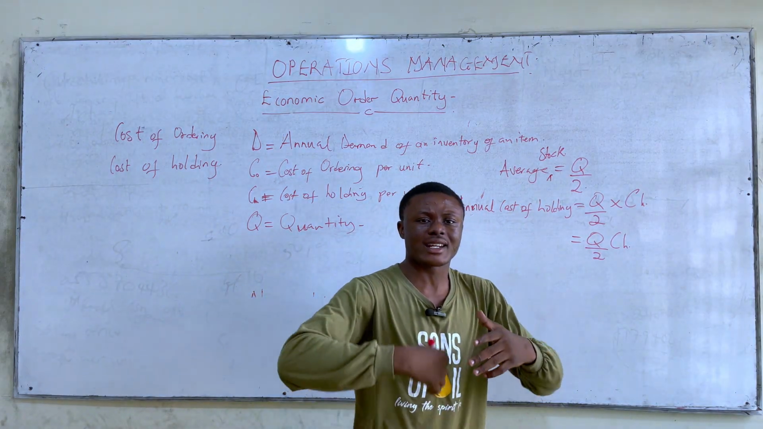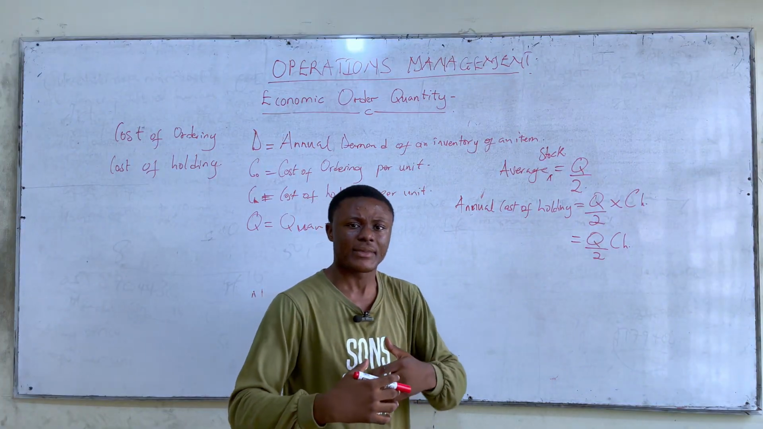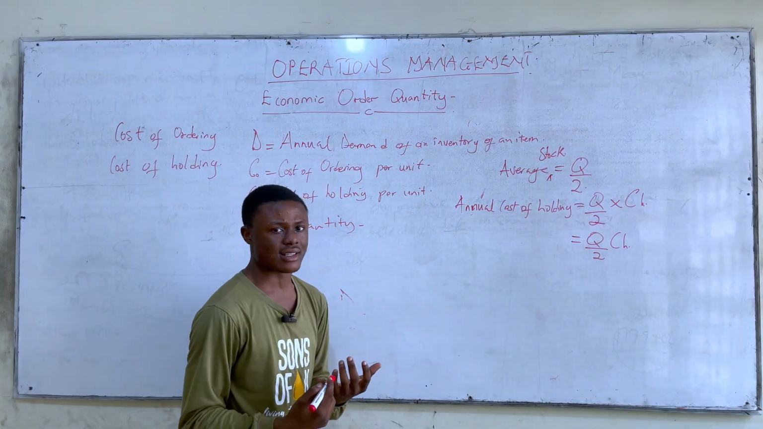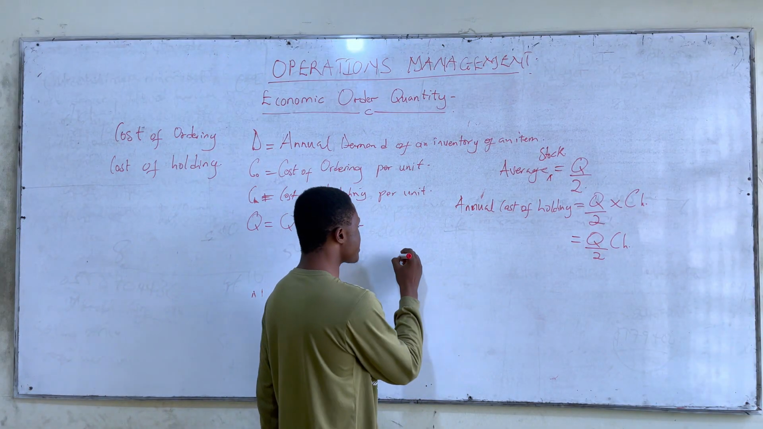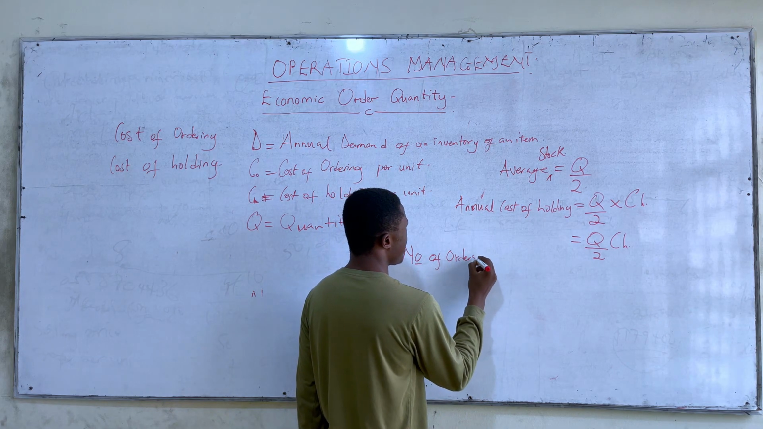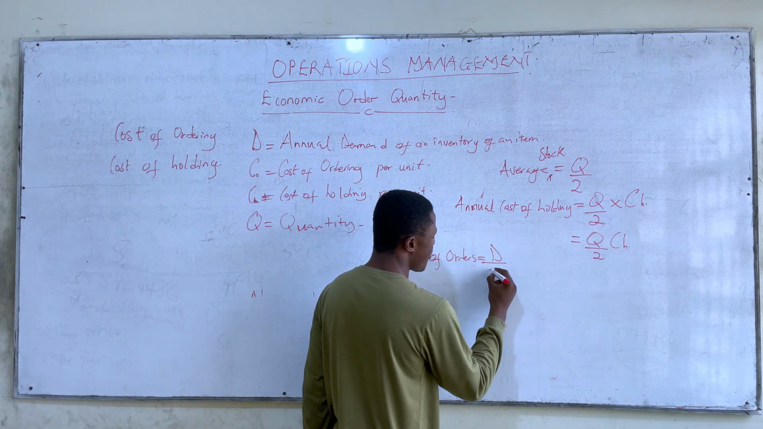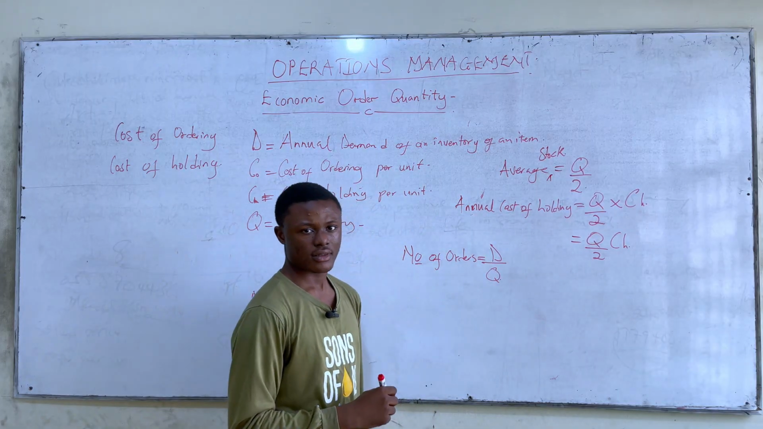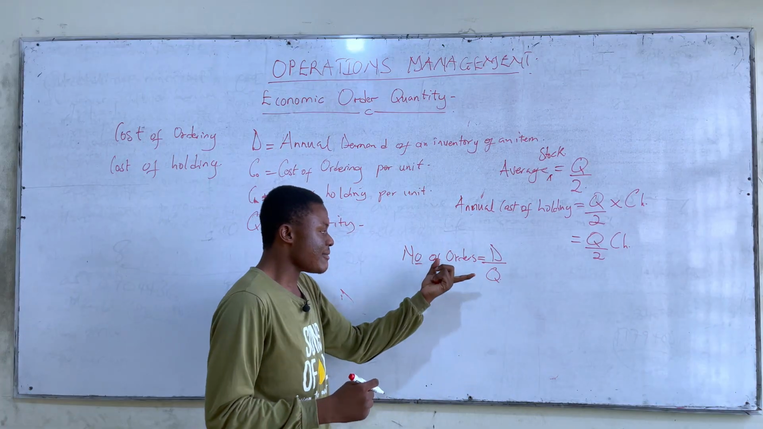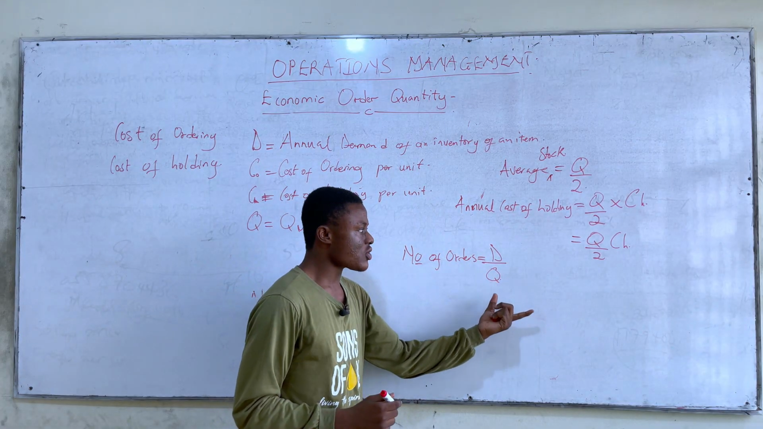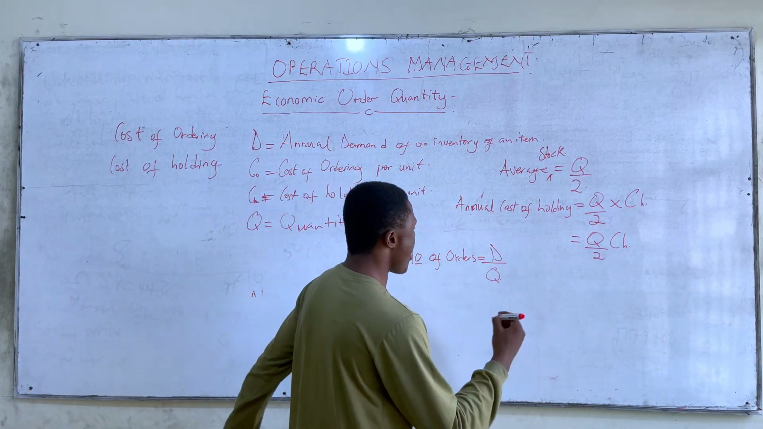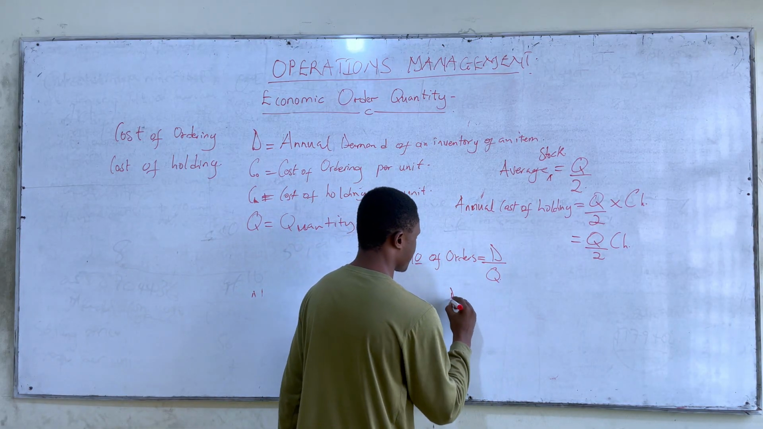When we want to find our cost of ordering, you must note that ordering talks about the number of times that a particular organization orders their quantity. If you want the number of orders, the number of orders is demand over quantity. So the formula for the number of orders is demand over quantity.